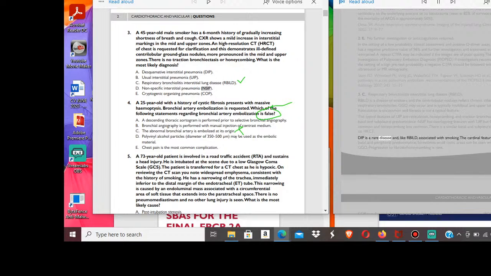DIP is a rare disease and, like RBILD, associated with smoking. The cardinal feature is GGO, with a basal and peripheral predominance. Sometimes small cystic areas can be seen within the areas of GGO. Progression to fibrosis or honeycombing is rare.